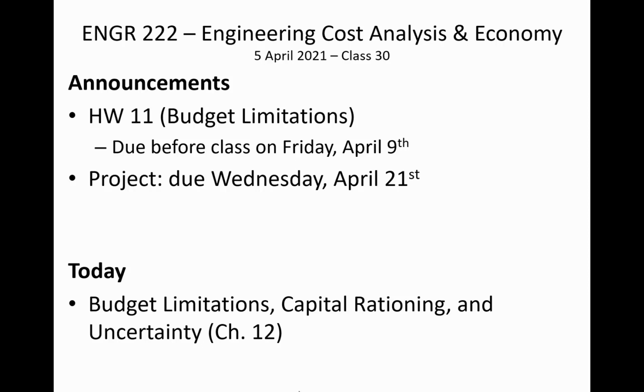So we're moving on to chapter 12 now in the book, if you're following along, where we acknowledge the idea that organizations don't have access to unlimited capital, and when we have multiple alternatives, how do we ensure that the organization is finding that combination of projects that maximizes profit?